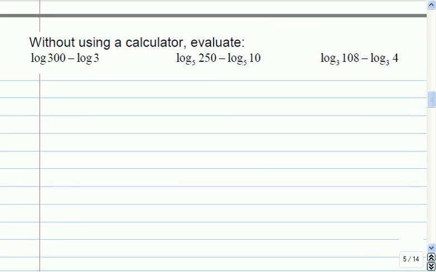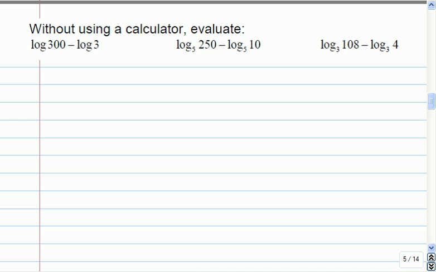So let's try using this log law. For example, we could do this here. We couldn't do log 300 without a calculator, but we could rewrite this as log of 300 divided by 3. So that would be the same as log 100, which we can do without a calculator. That's 2.